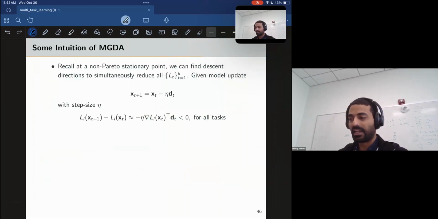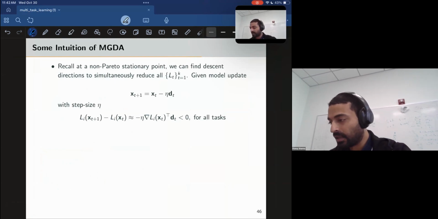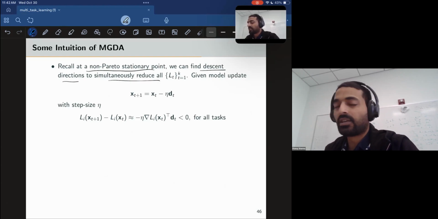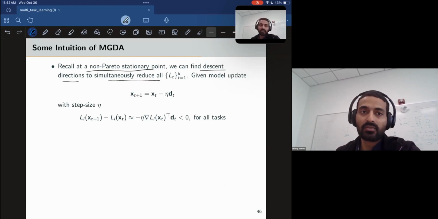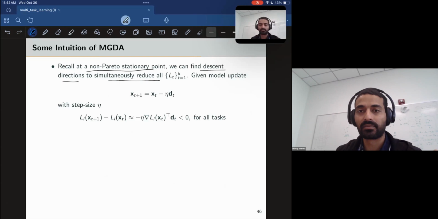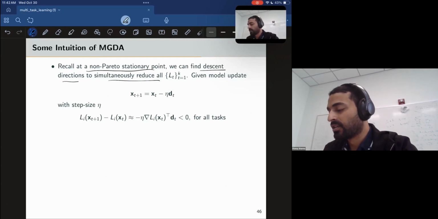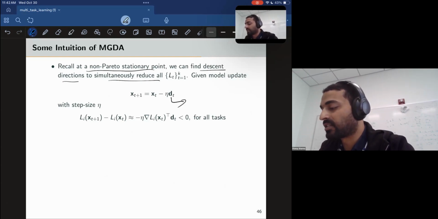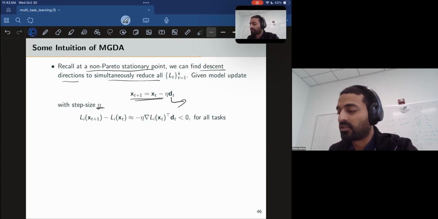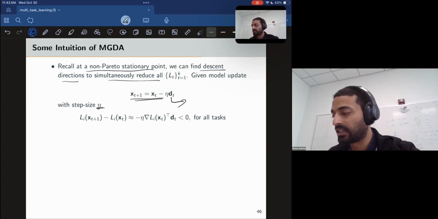Like we discussed what MGDA does, but let's try to understand it a bit more. Recall that at a non-Pareto stationary point, we can always find a descent direction which simultaneously reduces all the losses. This was the claim: if you are not at a Pareto stationary point, you can simultaneously reduce all the losses with some direction. So suppose we have such a direction and dt is that direction. We update our model in this way. Here, eta is our step size, so we go from xt to xt plus 1 using the direction dt.